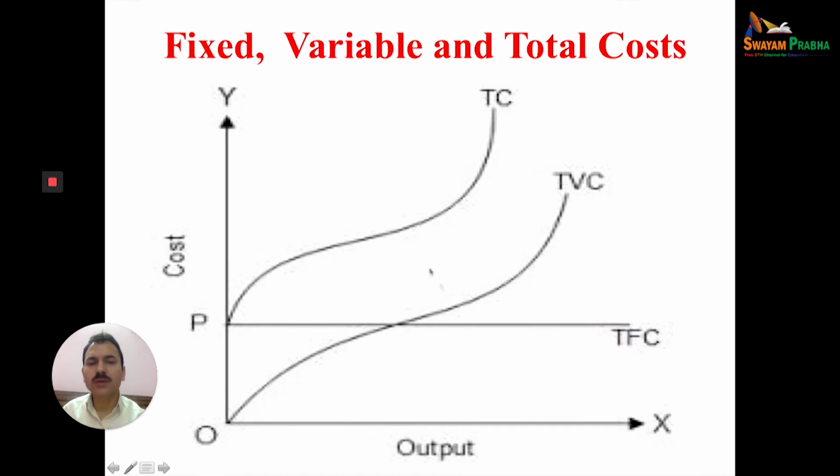Now the total cost is fixed cost plus total variable cost. That's why it starts from point P. Total cost cannot be zero. Why? Because it also includes the fixed cost. So total cost is total fixed cost plus total variable cost. So this is the total cost curve, which again depicts that as the output increases, it increases, but the rate of increase in the initial stage is very high, and then it increases at a diminishing rate, and then it increases at a very fast rate.